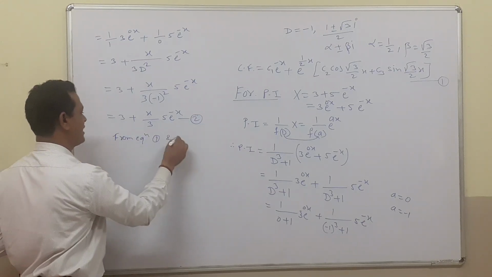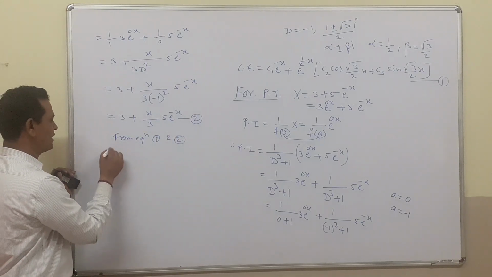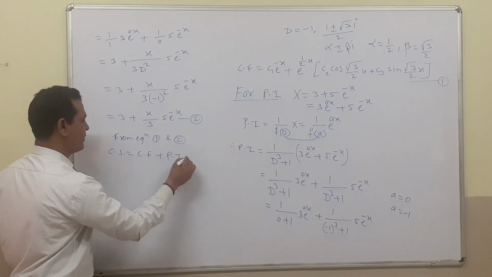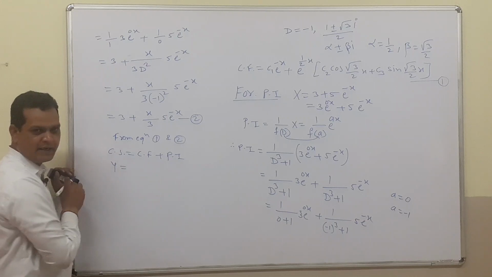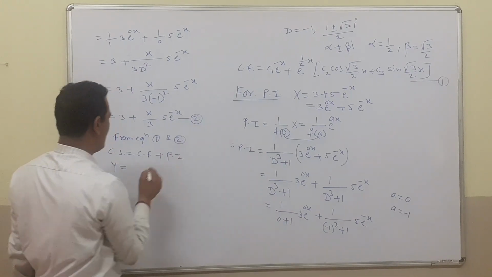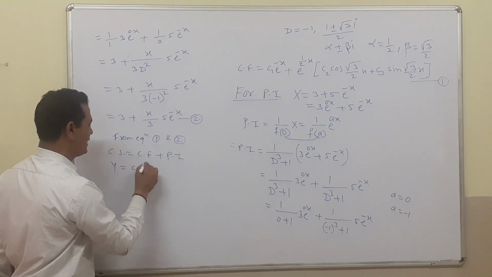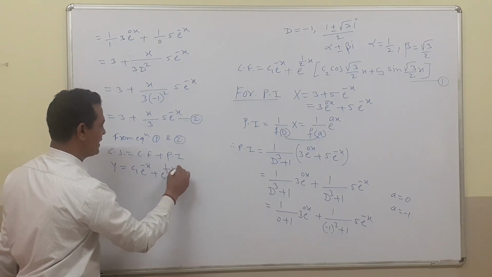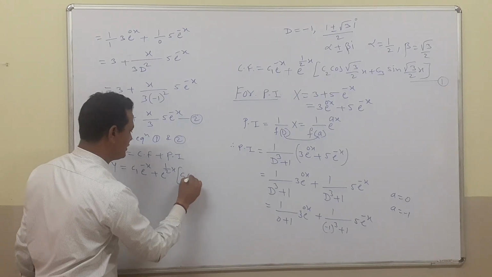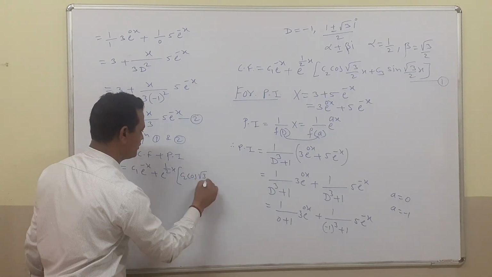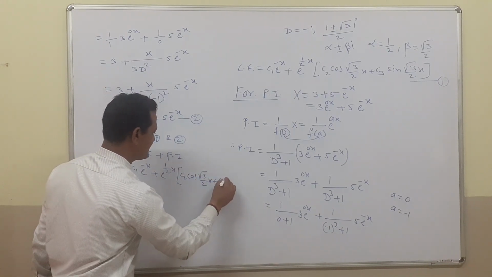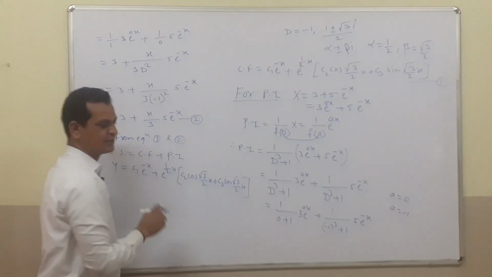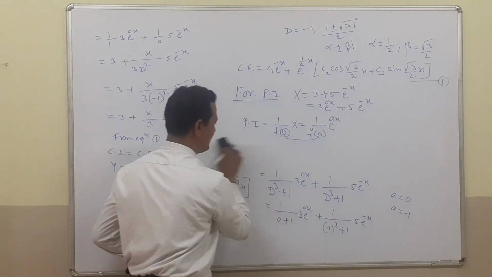from equation 1 and 2 we get the complete solution as: complete solution is equal to complementary function plus particular integral. That is, y is equal to c1 e raised to minus x plus e raised to 1 upon 2 x in bracket c2 cos of root 3 by 2 x plus c3 sine of root 3 by 2 x. So this is the value of complementary function.